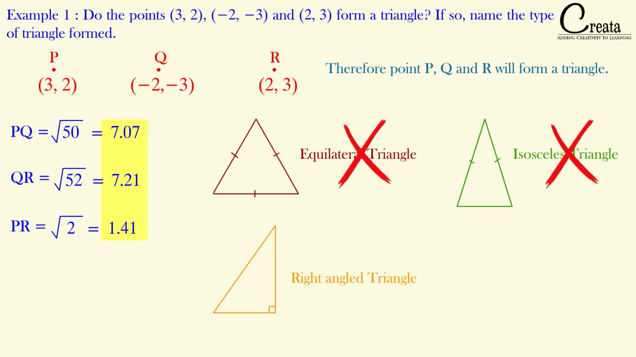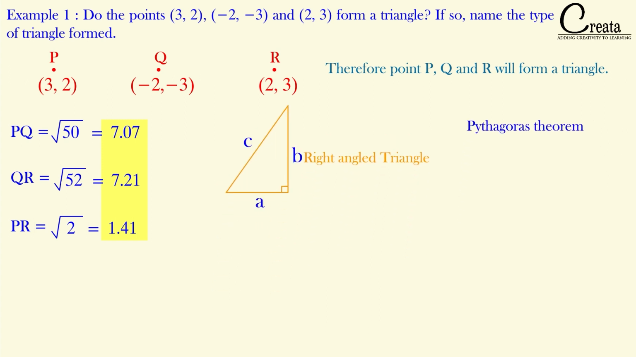How will we check whether it is a right angle triangle or not? We will use the Pythagoras theorem, that is, the square of the two legs of the triangle is equal to the square of the hypotenuse. And we know the largest side is the hypotenuse. Here QR is equal to root of 52, so we can say QR is the largest, so we can take it as the hypotenuse. The other two sides are PQ and PR, that is root 50 and root 2.